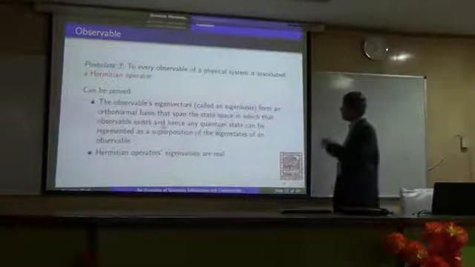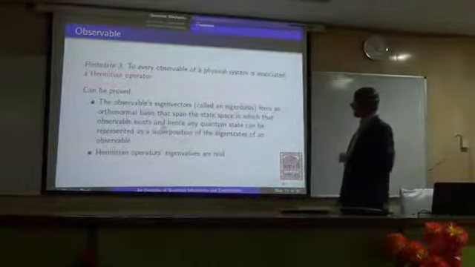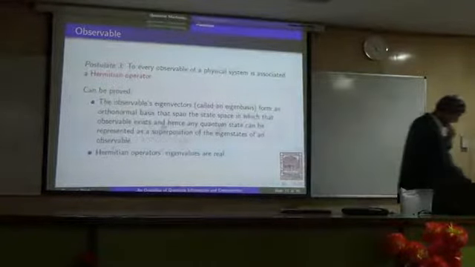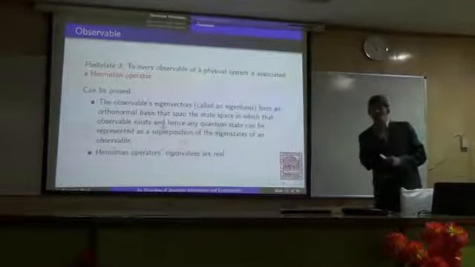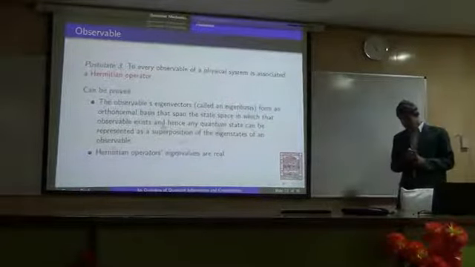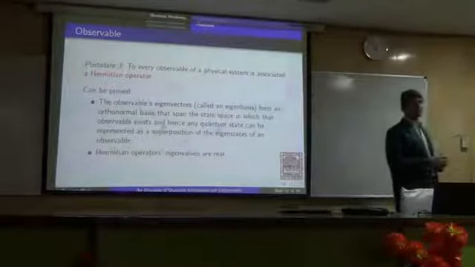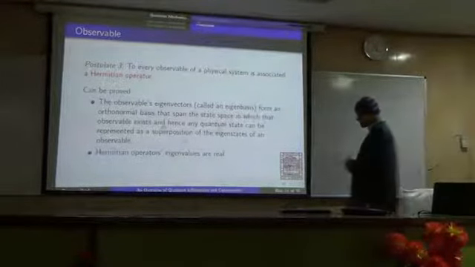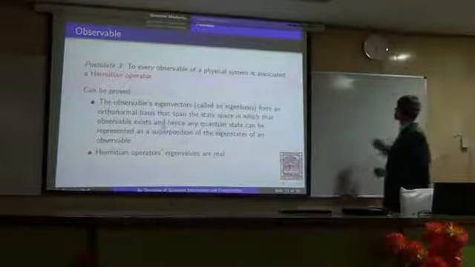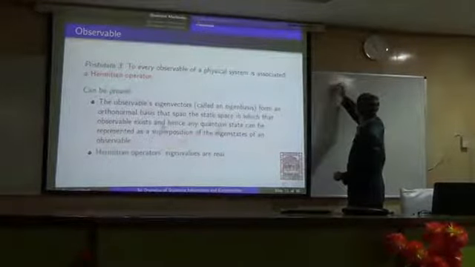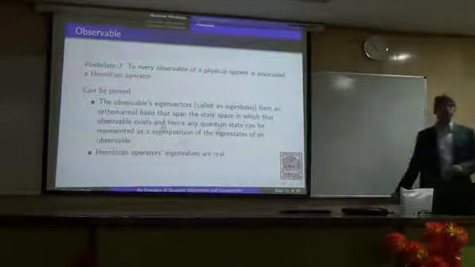Postulate 3. To every observable of a physical system is associated a Hermitian operator. Again, a Hermitian operator is nothing but a matrix, and it is called Hermitian if it is self-adjoint. That means if you take its conjugate transpose, it is the same matrix. Okay. So any Hermitian matrix will have this property: H equals H conjugate transpose.